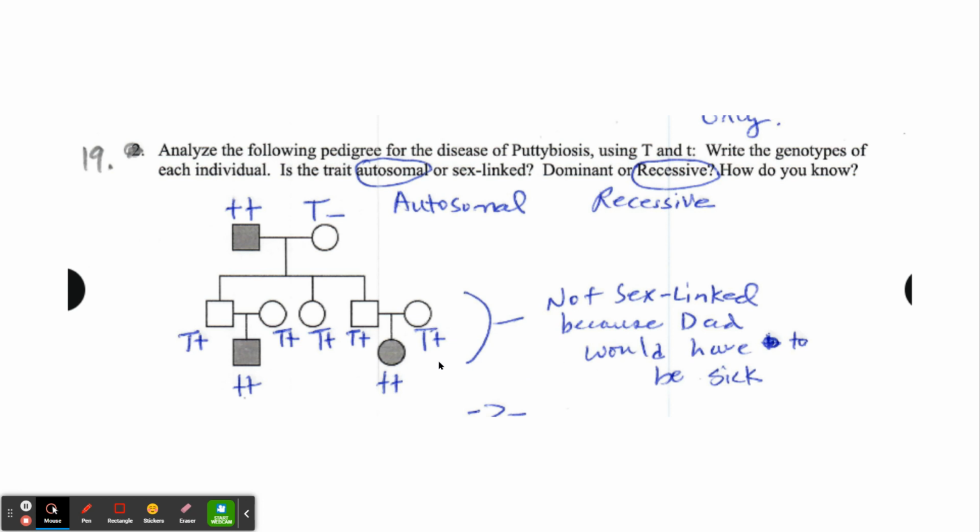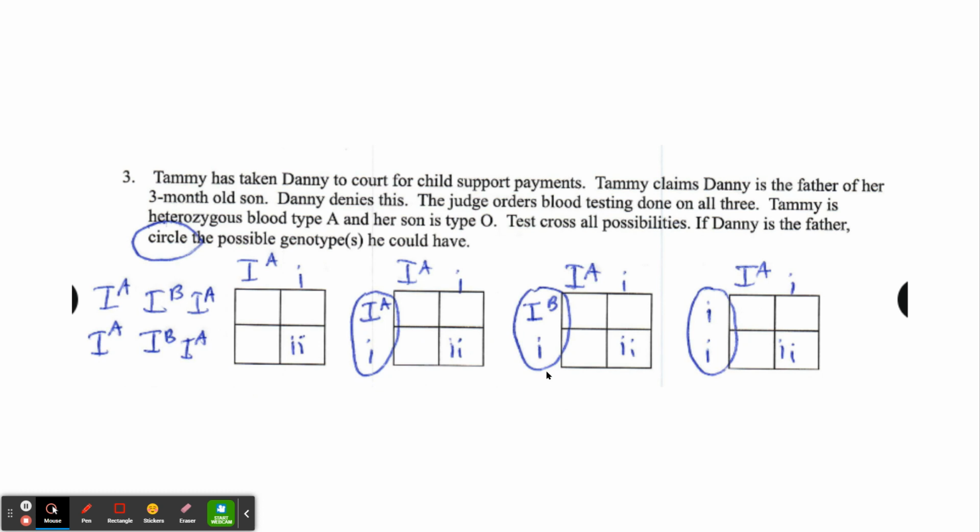Dad would have to be sick. Okay. So you have to backtrack and just see what the possibilities are. You possibly have to do a Punnett square to determine certain things, maybe working your way backwards. And that's like this one.